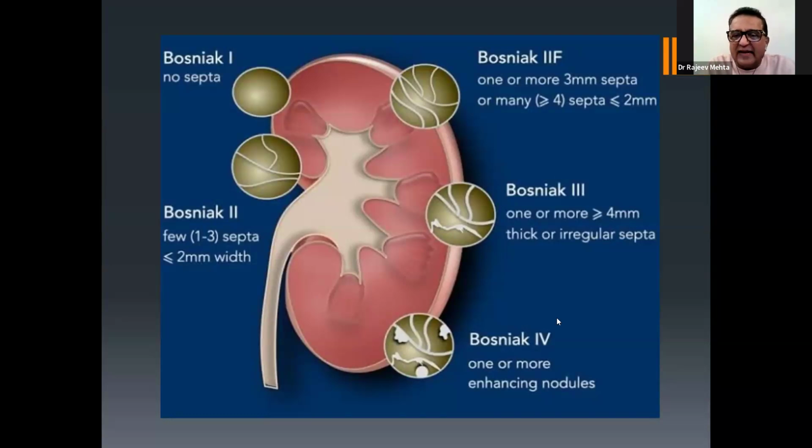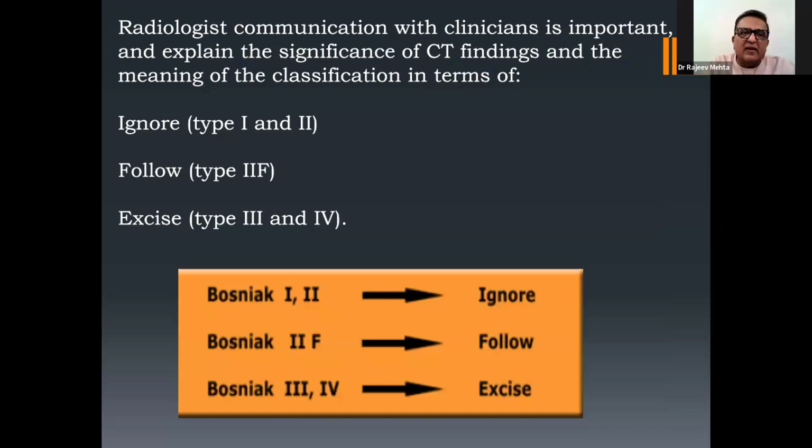While in Bosniak 4 category, you see multiple intrinsic septae as well as enhancing nodules, and that is a really worrisome lesion. So how do we interpret this? Basically, the radiologist must explain and communicate with the clinician which one of the cystic lesions is worrisome. When you see type 1 and type 2 Bosniak, we can simply ignore these. But when you see a type 2F lesion, where there's a cyst with internal septae which are slightly thicker and more in number, which may show some faint or thick calcification, it falls in the category of 2F, which requires a serial follow-up. But if you see a lesion in type 3 and type 4, like multiple septae, enhancing nodules, calcification, thick irregular septae, obviously these are worrisome lesions, and most of the time this needs excision.